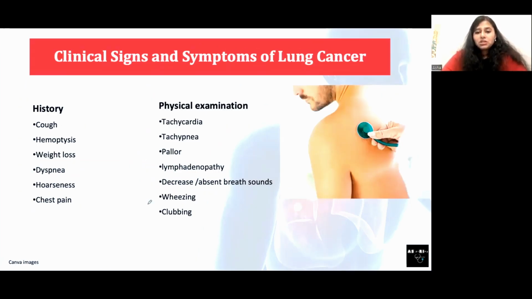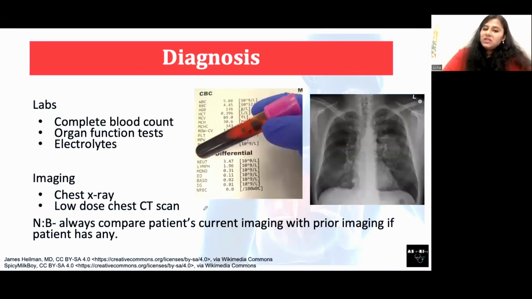So patients with lung cancer can come with coughing, hemoptysis, weight loss, dysphagia, hoarseness, and chest pain, and they can also have physical exam findings of tachycardia, tachypnea, pallor, lymphadenopathy, decreased or absent breath sounds, wheezing, and clubbing. Now, what are our ways to diagnose this? We'll do the usual labs of CBC and CMP for electrolytes and other tests. We'll do an X-ray to see if we can see any lung nodules appearing, and do a low-dose CT scan to diagnose and stage it, to see if it has spread anywhere.